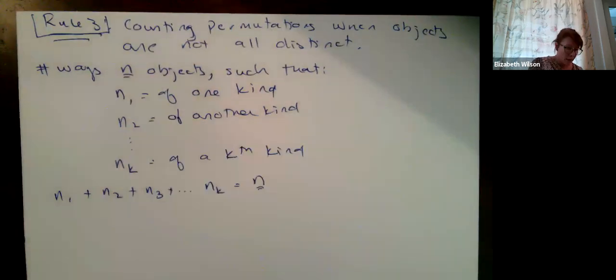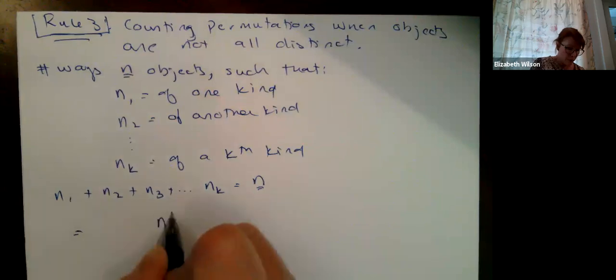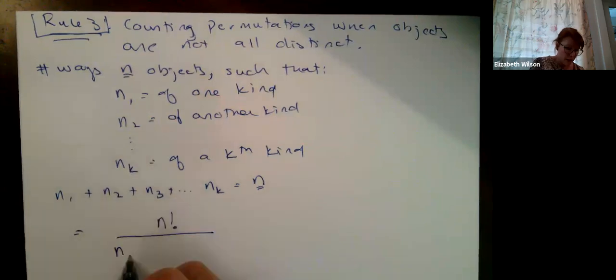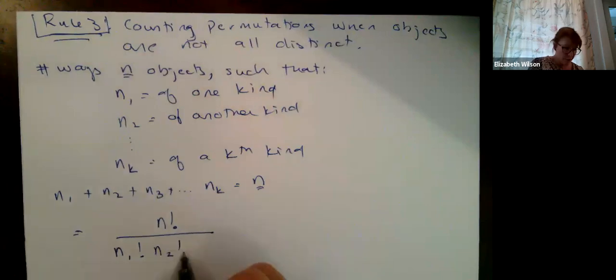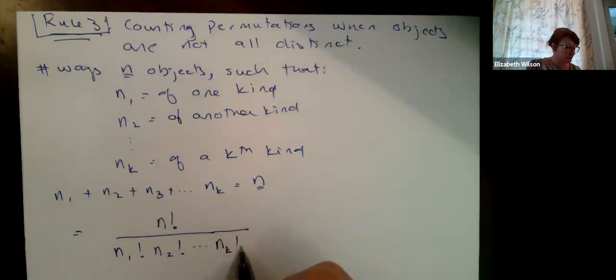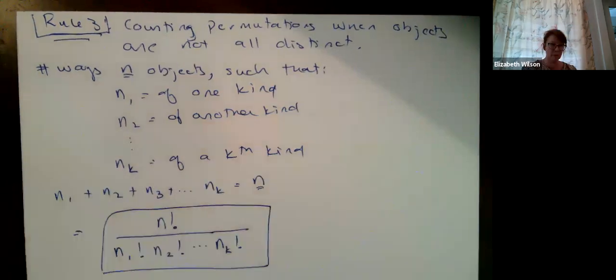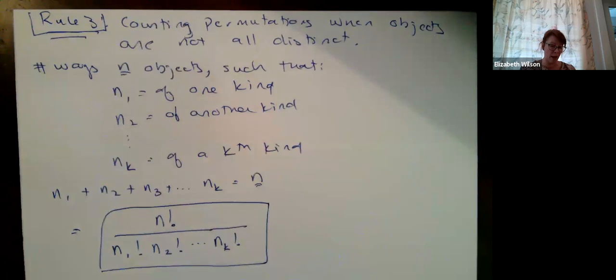I can set it up like this. It's going to be equal to n factorial all over n1 factorial times n2 factorial times n3 factorial times n4 factorial, and so on, all the way down to n sub k factorial, when I can break up my objects into distinct kinds.